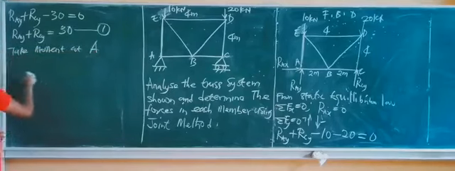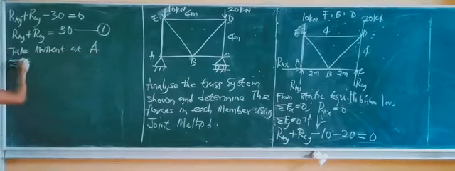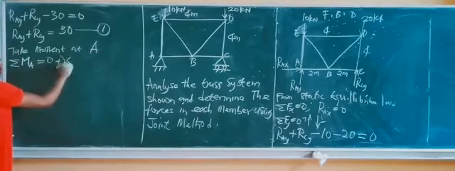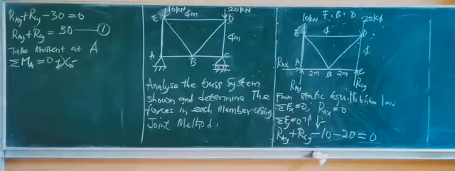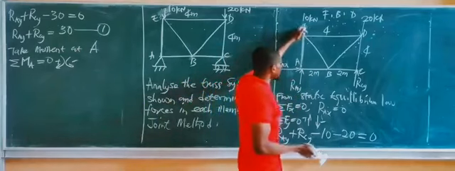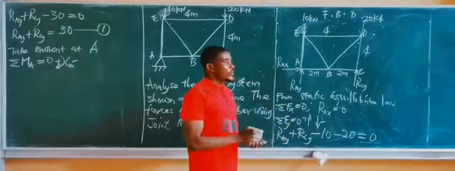Okay, the summation of the moment at A equals 0. Let's consider clockwise to be positive, anticlockwise to be negative. So you have this. Now, the moment of this 10 kilonewton force about point A automatically becomes 0.